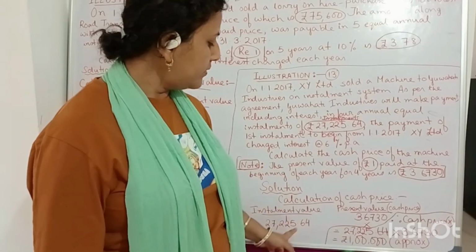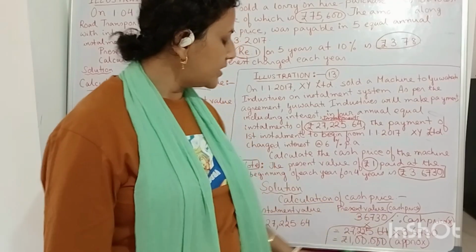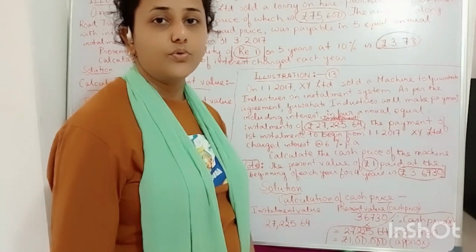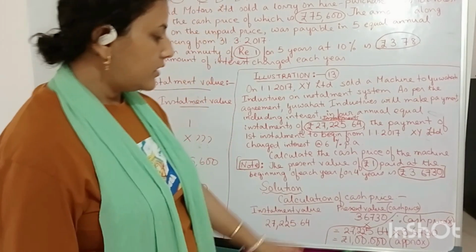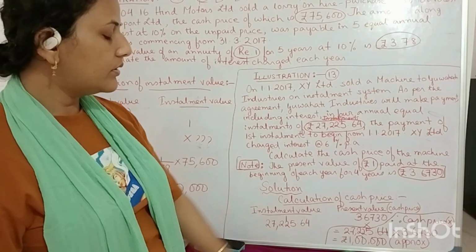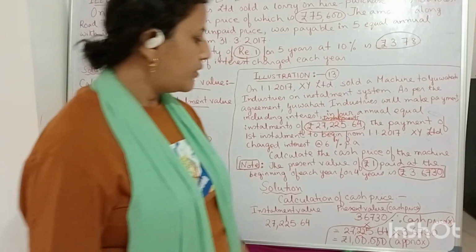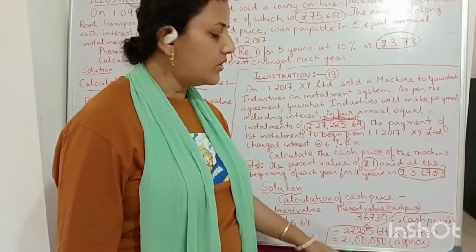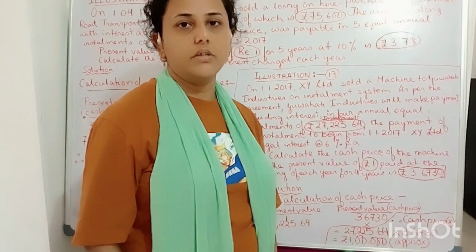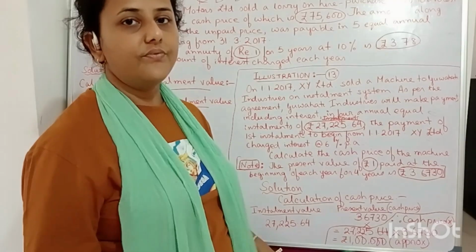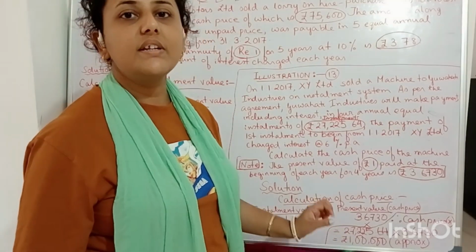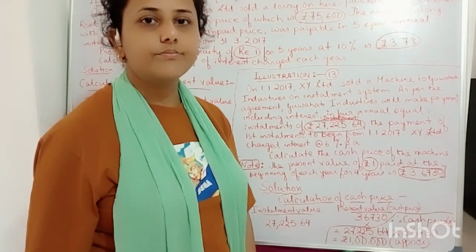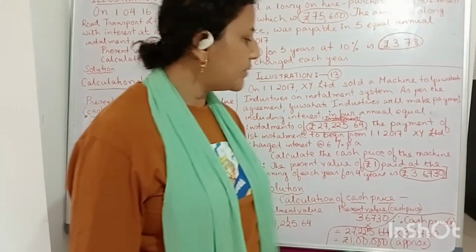So it will be 3.6730 multiplied by 27225.64. When you solve the figure, you get the figure rupees 1 lakh, which is approximate. This is not the actual figure, it's approximate. Something like 9999 is coming, so it is taken as 1 lakh. It is an approximate figure.